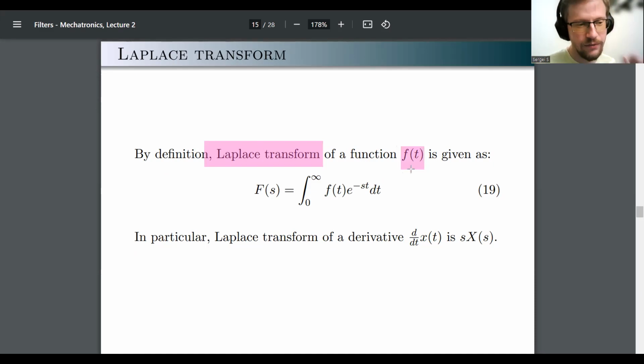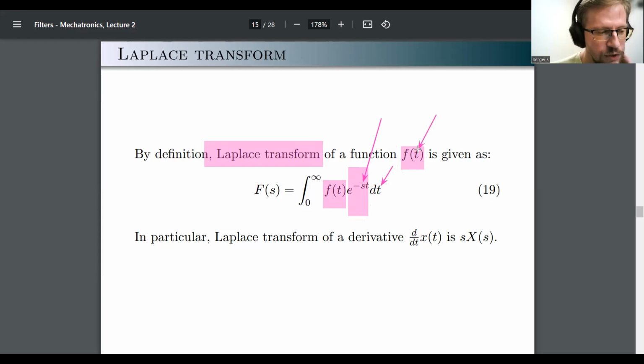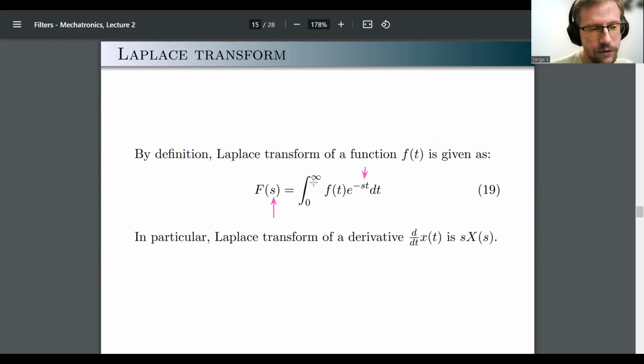You apply it to a time domain function, f of t. And what it looks like is this: a function f of t times the Laplace kernel e to the power minus st, where this s is a Laplace variable. It is a complex variable, so it has a complex part and a real part. All of this is integrated from 0 to infinity along t. So this function is a function of t. This is the same t. And as a result, you get a new function, which is a function of the Laplace variable, f of s. This is called the Laplace image of this function.